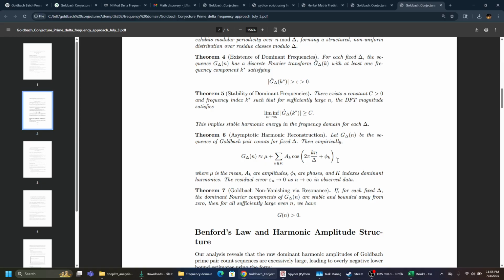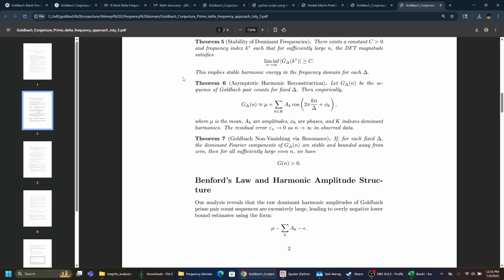I don't have the proof for the theorem on this, but this is my theorem: as you go to infinity, it is bounded. There's an upper bound and a lower bound. We can create a harmonic reconstruction, and here's the formula for it. ChatGPT helped me to create this. When you're talking Fourier transforms and analysis, I have to use tools. I'm not smart enough to do this stuff by hand. But anyways, this is the formula.